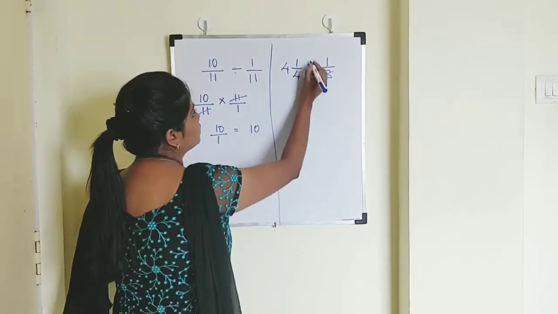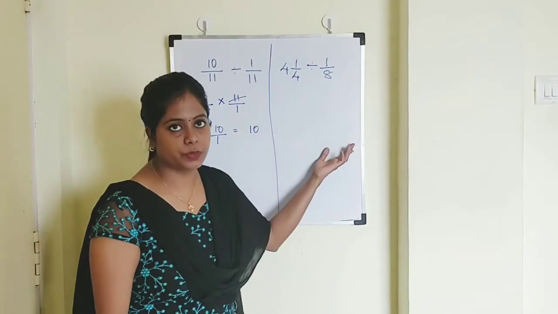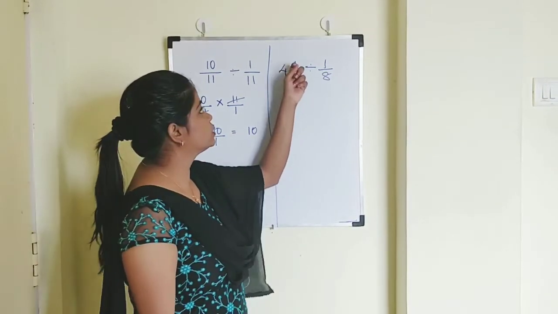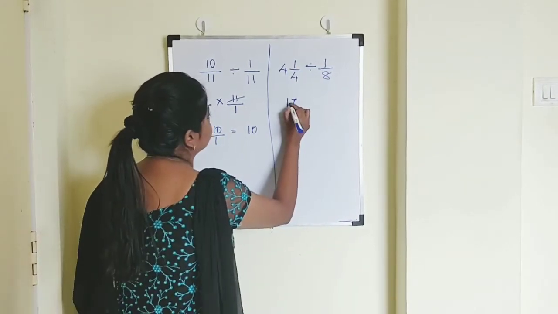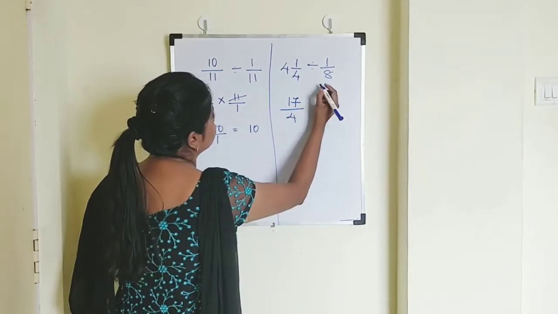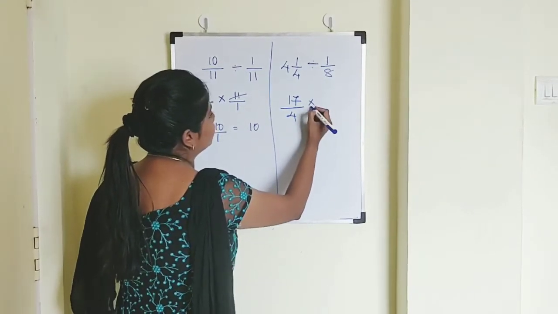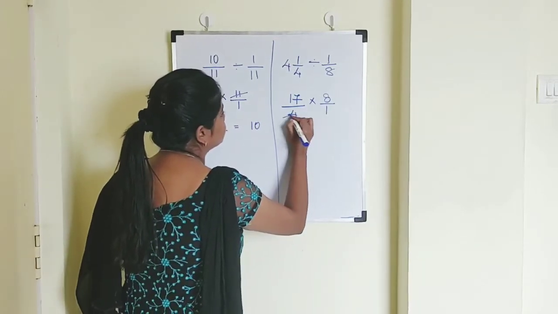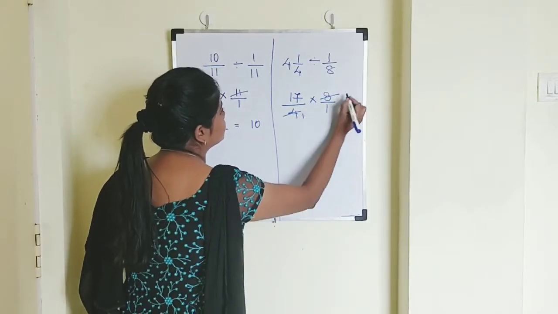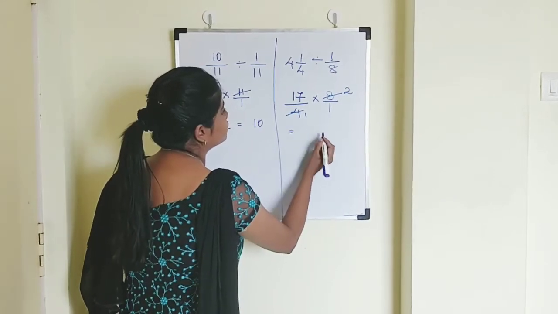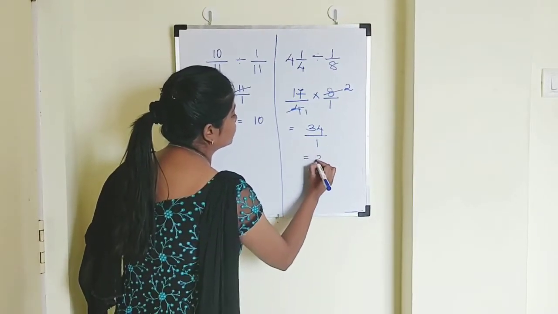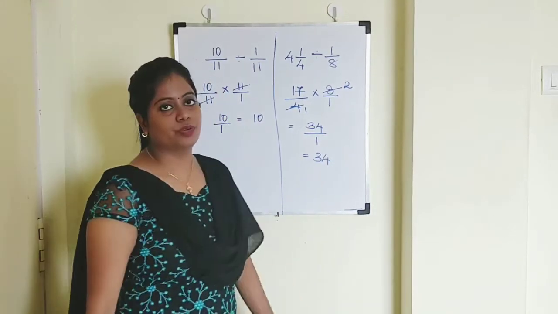Again, now if you see, it's a mixed fraction, so I have to convert this into an improper fraction. So 4 4s are 16, 16 plus 1, 17. 17 by 4. So this becomes multiplication. 1 by 8 becomes 8 by 1. This I can cross out. 4 1s are 4, 4 2s are 8. So 17 into 2 is 34. 34 upon 1, that is equal to 34.